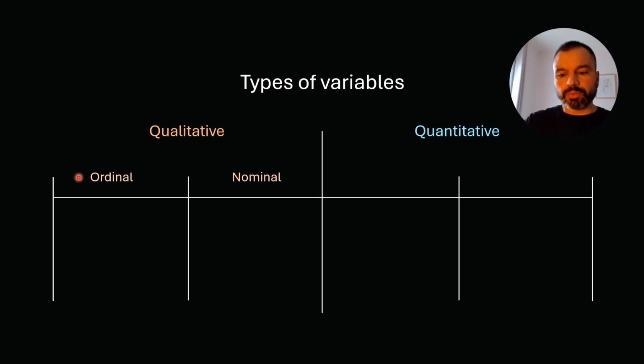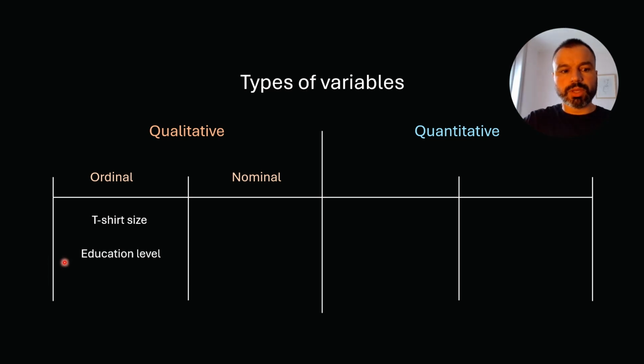Let's see a few examples. T-shirt size. A t-shirt can be small, large, extra large, etc. And the different sizes of a t-shirt are the different modalities of the variable t-shirt size. And these modalities or categories can be arranged according to their size.